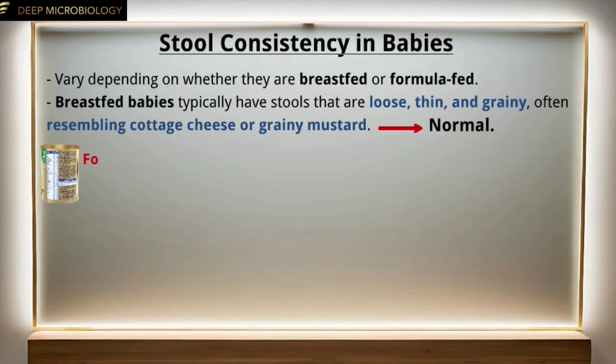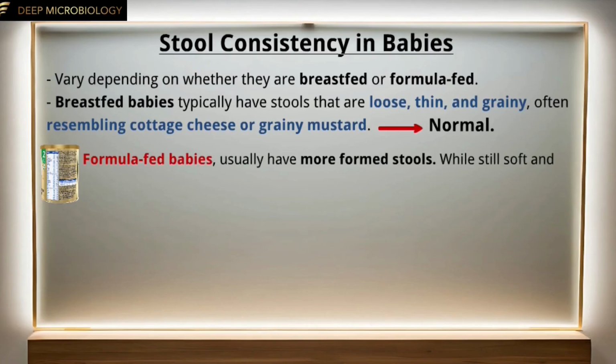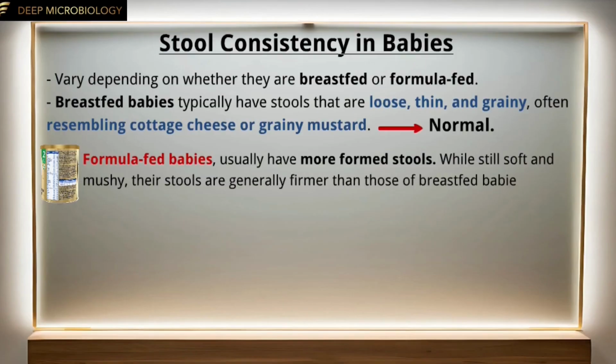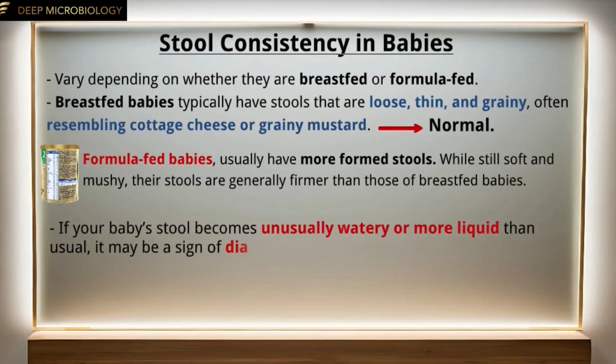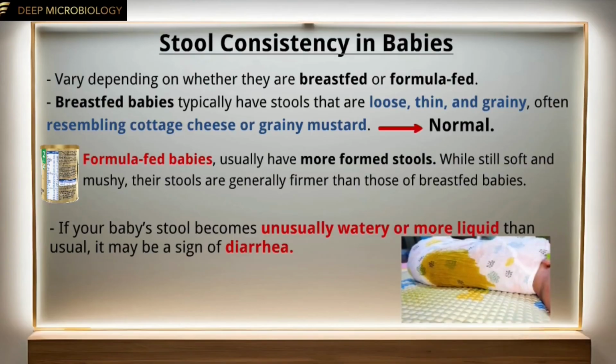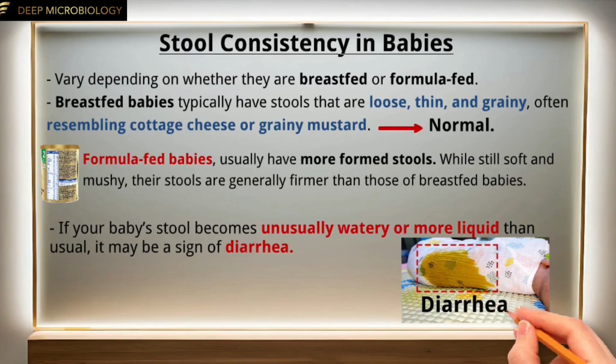Formula-fed babies, on the other hand, usually have more formed stools. While still soft and mushy, their stools are generally firmer than those of breastfed babies. However, if your baby's stool becomes unusually watery or more liquid than usual, it may be a sign of diarrhea. If your child has several watery stools in a row, it's important to contact your pediatrician, as babies are at higher risk of dehydration.